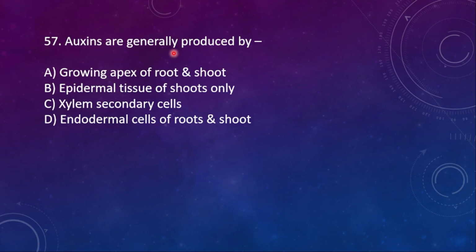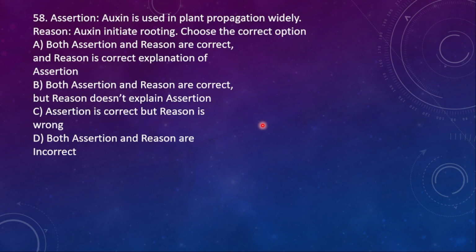57, auxins are generally produced by A. growing apex of root and shoot, epidermal tissue of shoots only, xylem secondary cells, endodermal cells of roots and shoot. Here the right option is option A. It will be generally produced by the growing apex of the root and shoot. 58th one, assertion and reasoning. Auxin is used in plant propagation widely. Reason, auxin initiate rooting. Choose the correct option among them. So here the right option is option B. Both assertion and reason are correct.